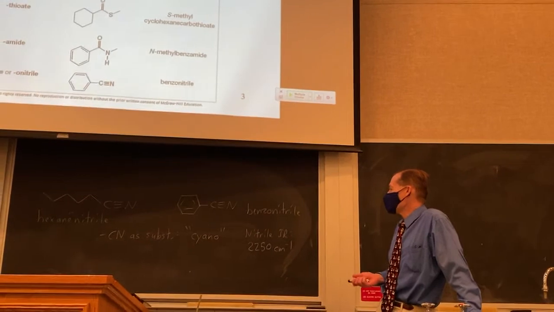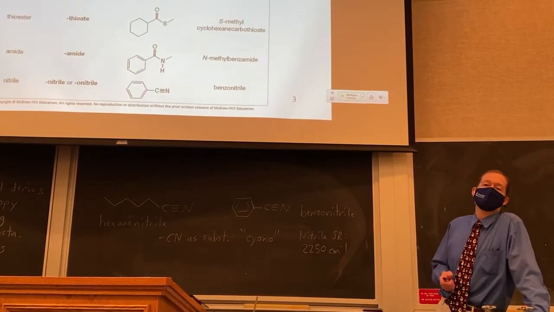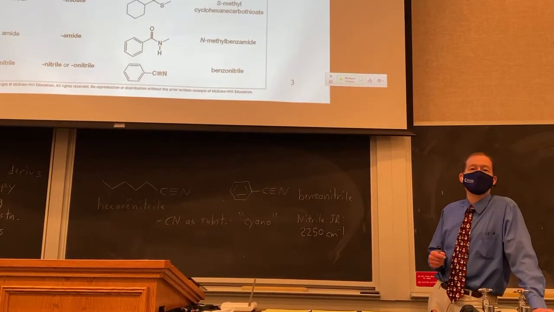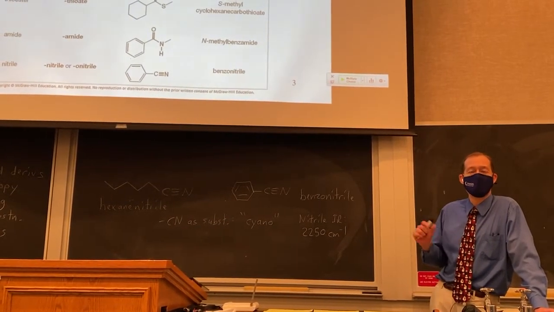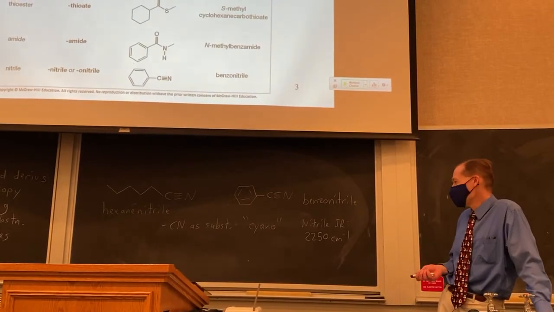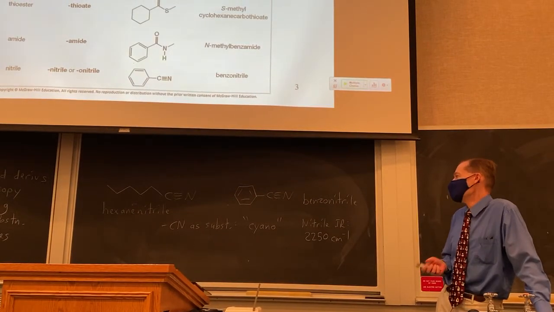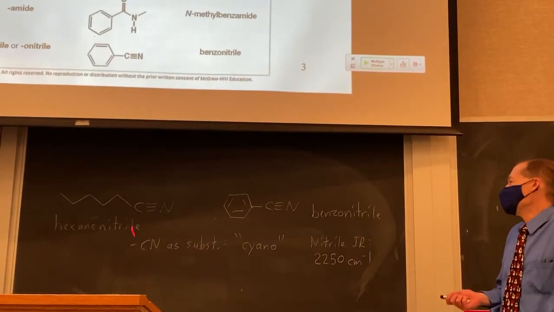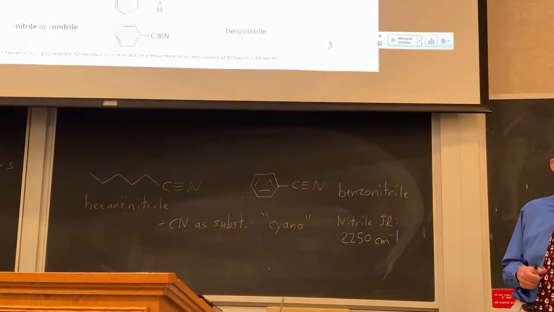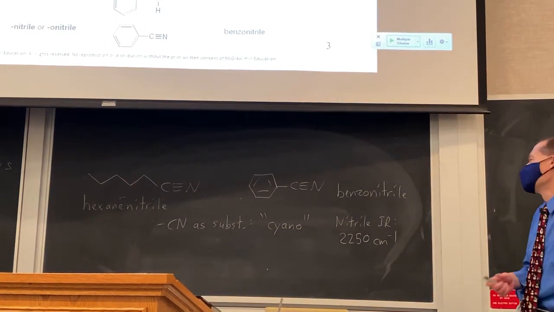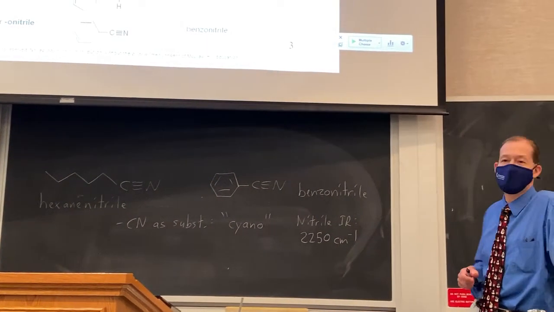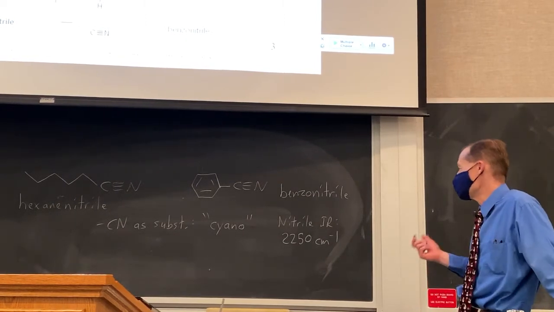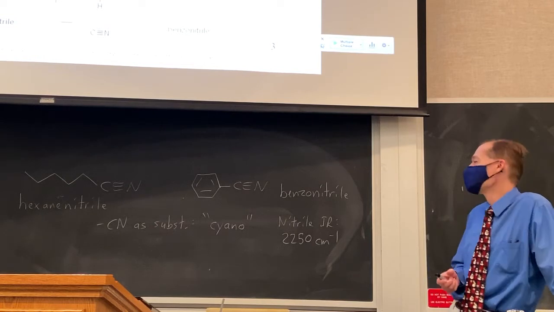One last item on nomenclature. Nomenclature of nitriles is very simple. If it is a straight chain nitrile, you just tack the word nitrile onto the end of the number of carbons in the chain. And then the carbon in the nitrile is going to be carbon number 1. The nitrile of benzene has its own common name that is acceptable in IUPAC nomenclature. It is referred to as benzonitrile.